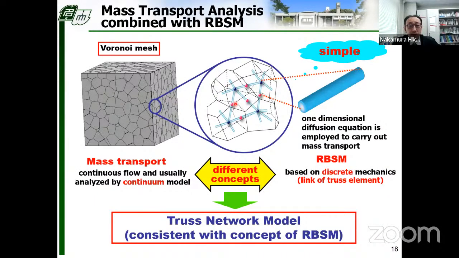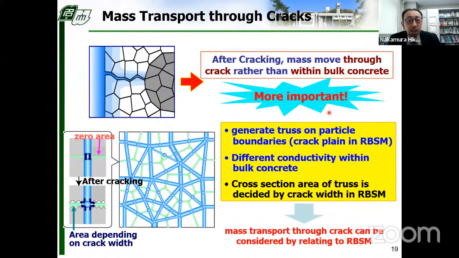I combined mass transport analysis with RBSM. A truss network model is used for transport analysis, considering the consistency with the concept of RBSM, since RBSM is composed of links of truss elements. The merit is that a one-dimensional diffusion equation is employed to carry out mass transport. It is very simple. And mass transport through cracks is more important because after cracking, the mass moves through cracks rather than within bulk concrete.